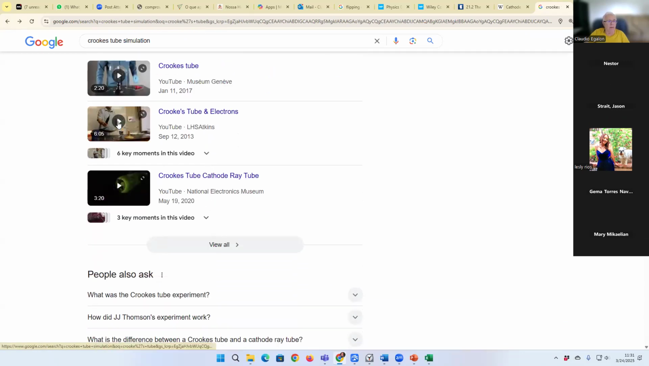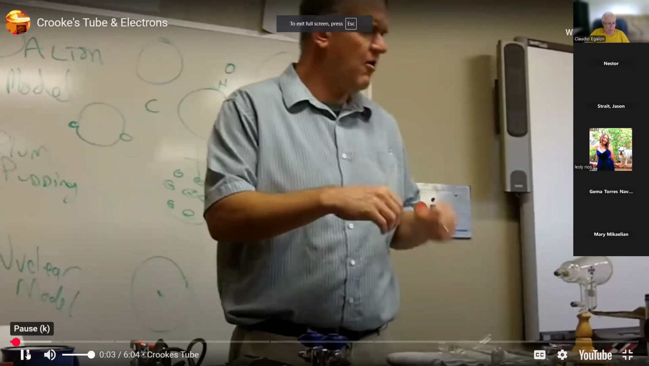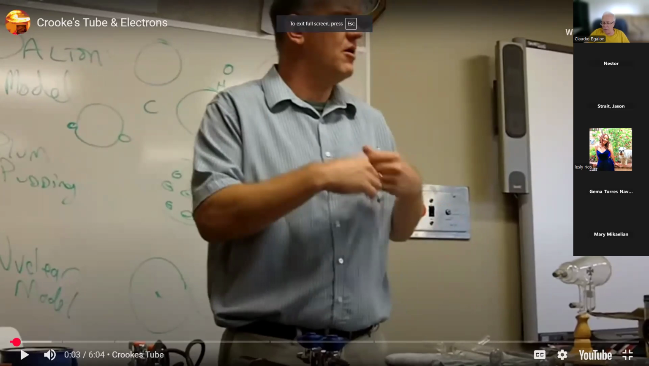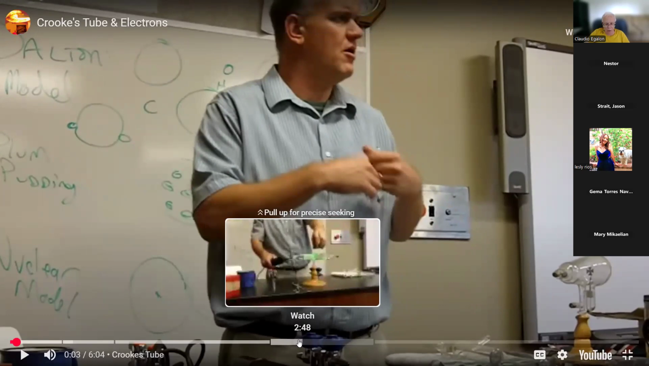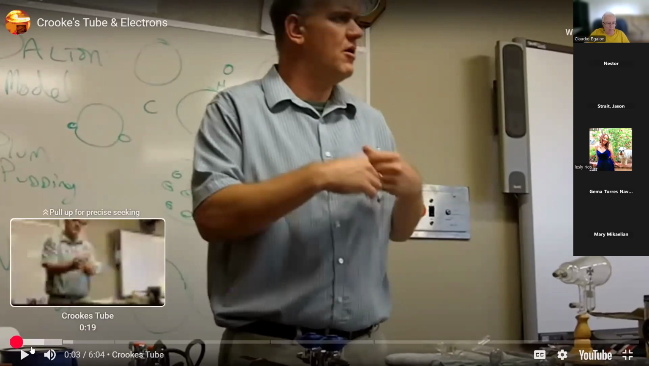Let's see if we can see another one. Crookes tube. Let's see if we can see this one. Oh yeah, this one we can see. This is a good one. Okay, so here goes. See my Crookes tube here? Let's see. Okay, yeah, this one we can see the path of the electrons. Okay. So let's play it.